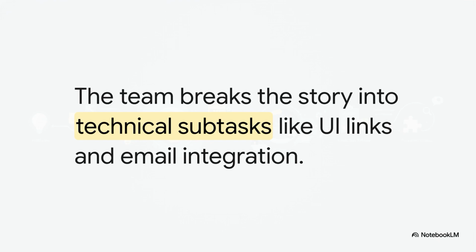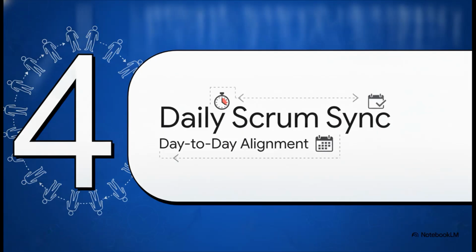Now, coming on to our section 4, the daily Scrum sync. Once the clock is officially ticking on our 2-week sprint, the team needs a way to ensure they stay on track, which brings us to the day-to-day reality of Scrum, the daily Scrum.